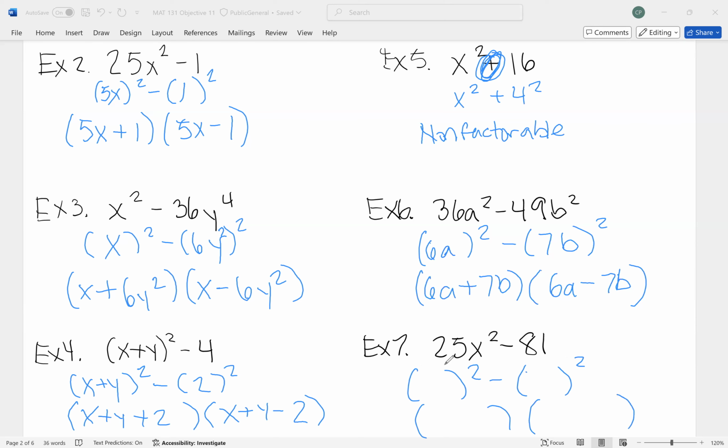So 25x squared, we can break that up to be 5x. 81, we can break that up to be 9. And we will have 5x plus 9 and 5x minus 9, okay? So that is how we do part 1, all right? When we are trying to factor the difference of 2 perfect squares. Let's move on to part 2.